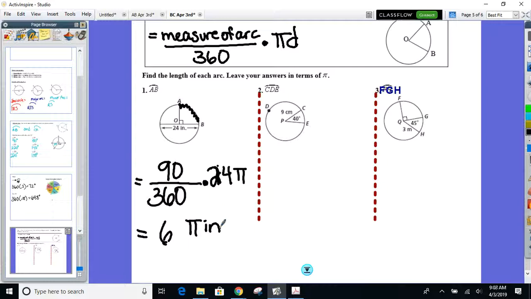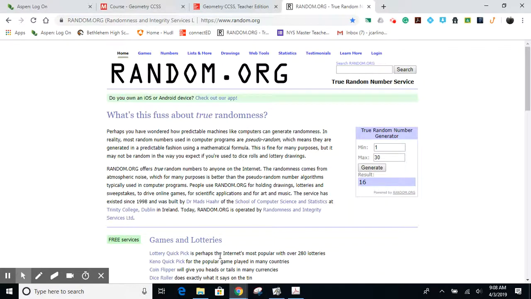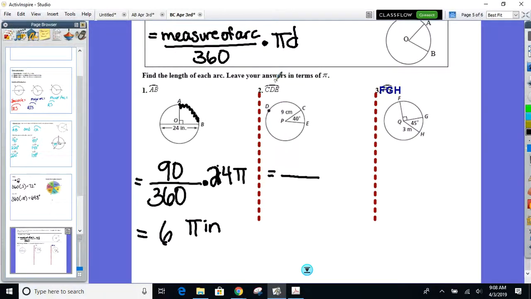If you actually wanted to find a number value, just do 6 times pi, and that's how many inches it is. C to D to E, C, D, E. Follow the directions of the letters, because that 40 will not appear in our formula. That 40 should not appear. What is the measure of CDE? How many degrees in CDE?